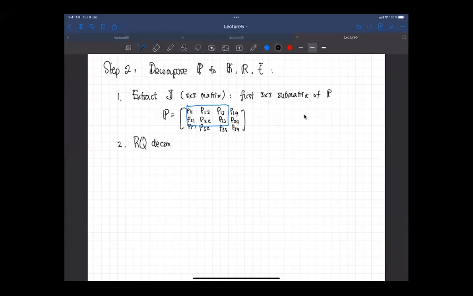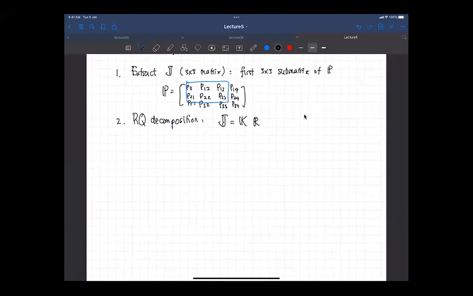RQ decomposition is a standard package, like QR decomposition. J equals K multiplied by R. So what is an RQ decomposition? Let me think. How many of you know QR decomposition? Oh, well, okay. I can give you an example of RQ decomposition.